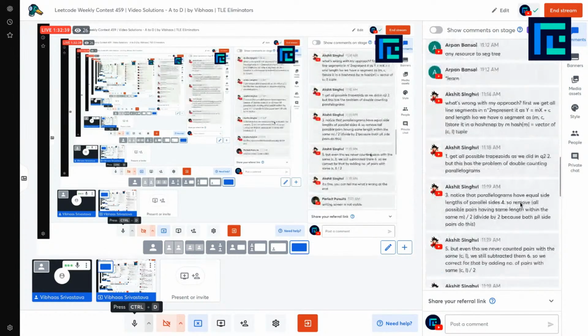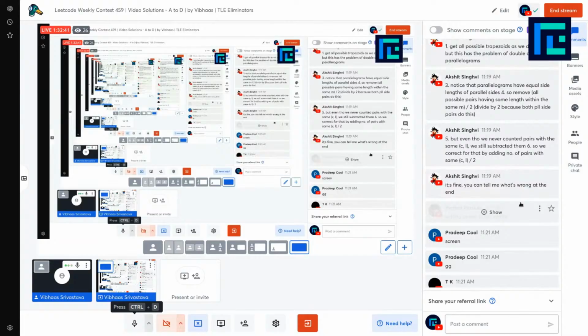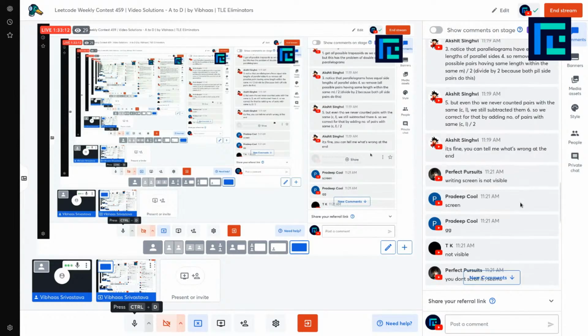Akshit, the way you were finding parallelograms, it does seem right on the surface, but maybe there is something wrong in your implementation, or maybe something wrong in the logic. So you're saying parallelograms have equal sides, remove all pairs having same length. But you know what the problem with your logic is, Akshit? There can be structures which are not parallelograms, but also have equal side length.